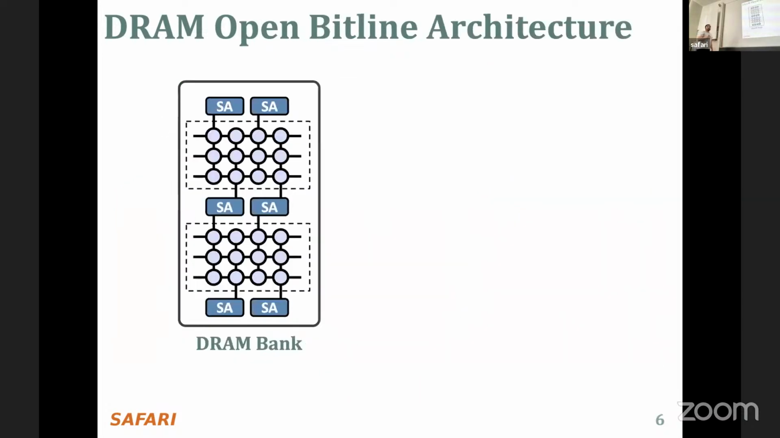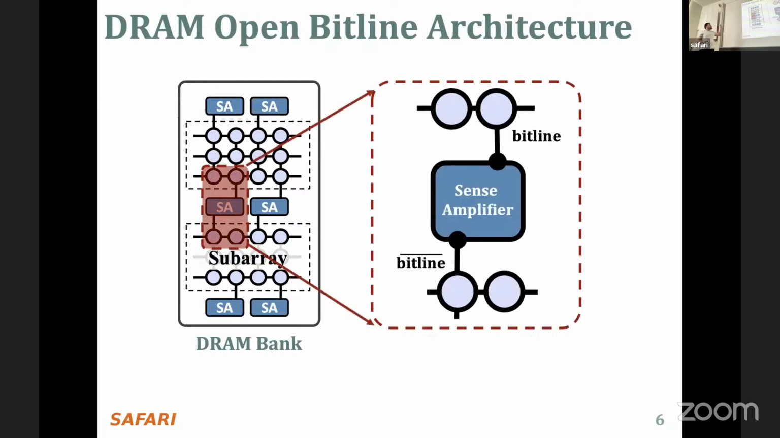And in modern DRAM architecture, we have an architecture called open bitline architecture to achieve high-density DRAM chips. What that means is these subarrays share the common sense amplifier through a bit line. As you can see, like bit line and bit line bar over there. So neighboring subarrays share those bit lines through the sense amplifier.